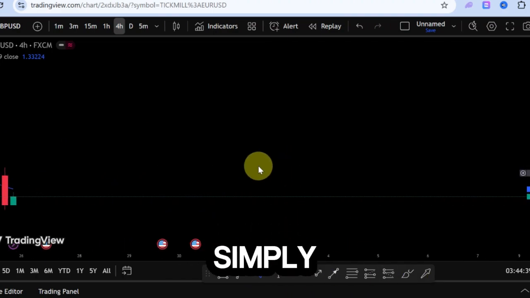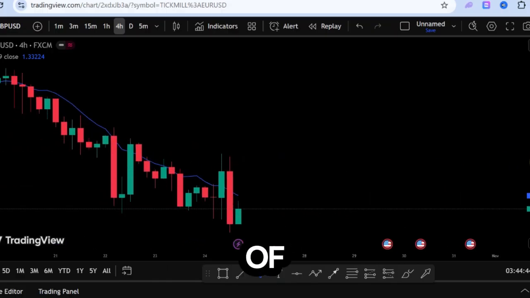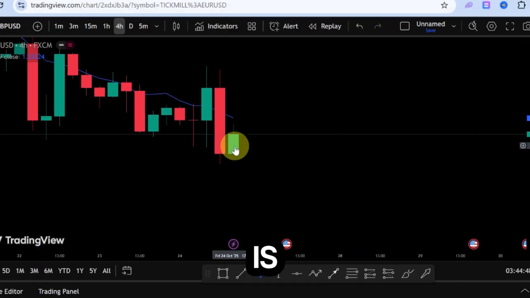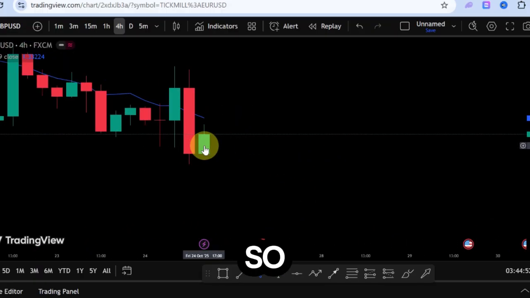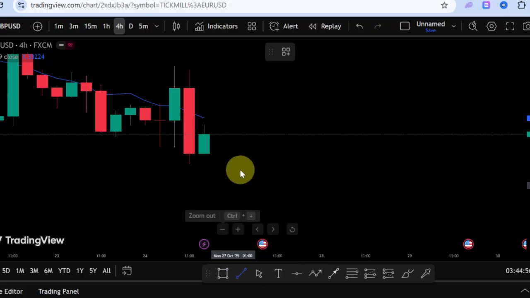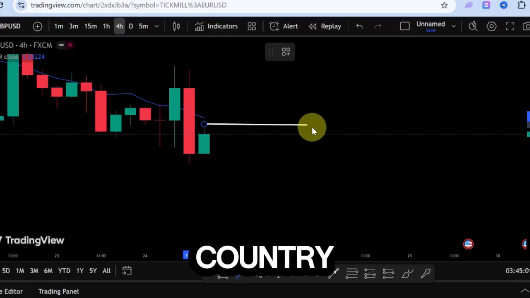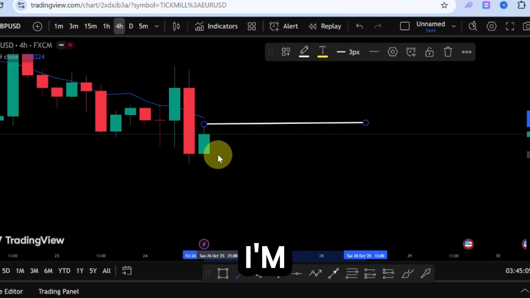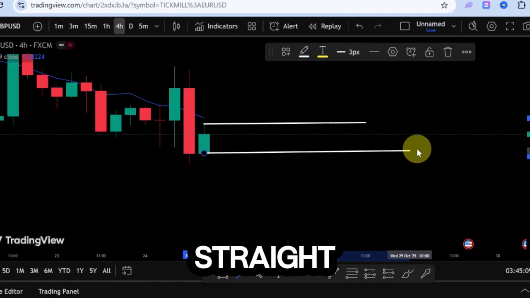So all you need to do is simply zoom out. I'm going to zoom out, because we'll be making use of the last candlestick. Right now, this last candlestick is this particular green candle. So for downward movement, what do we see? For downward movement, I'm going to mark out the wick of this candlestick in a straight line. Then I'm going to draw out the close of the body in a straight line.